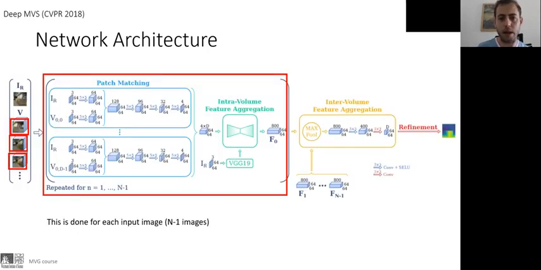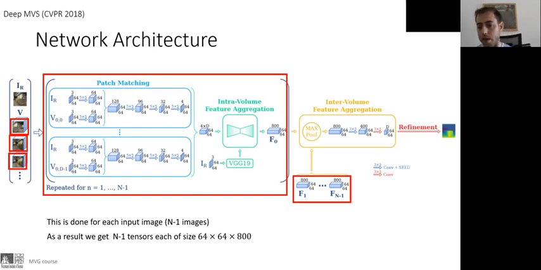So that's what they call intra-volume feature aggregation, because all that we described until now was done only on one source image separately. But as you remember, in multi-view stereo, I have several source images, which I want to use all of them. So basically what I did until now is to get an aggregated cost volume from each source image to my reference image. So if I do this for all my source images, and I have capital N minus 1 source images, then I get capital N minus 1 aggregated cost volumes. Okay, so that's the first part.